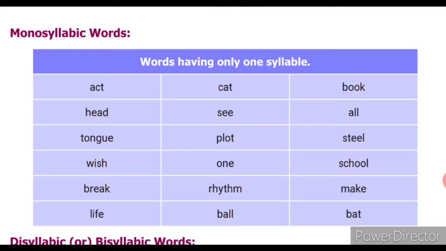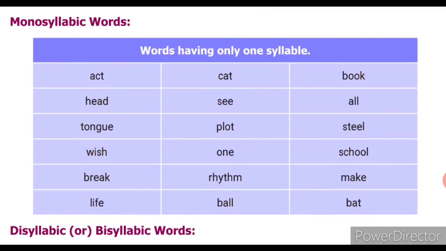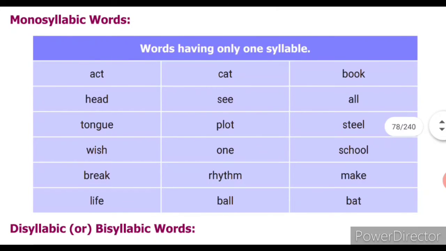For example: act, cat, book, head, see, all, tongue, plat, steal, wish, one, school, break, rhythm, make, life, ball, bat. Actually, children, see head, then break. Here I have told you in rule 8 that you never divide two vowels next to each other if they carry the same sound. If they have the same sound, you cannot divide the two vowels. So these are all examples of monosyllabic words.